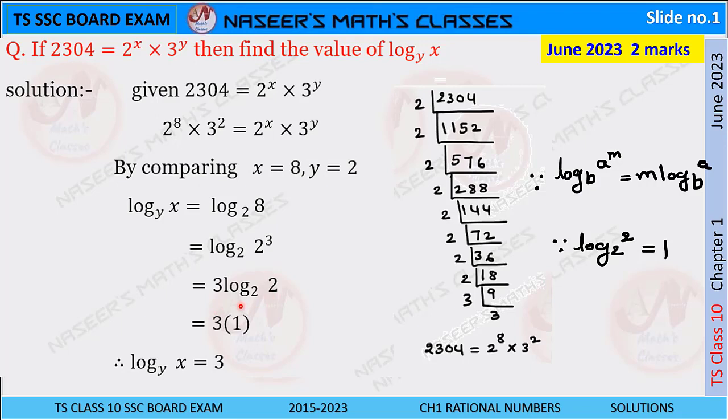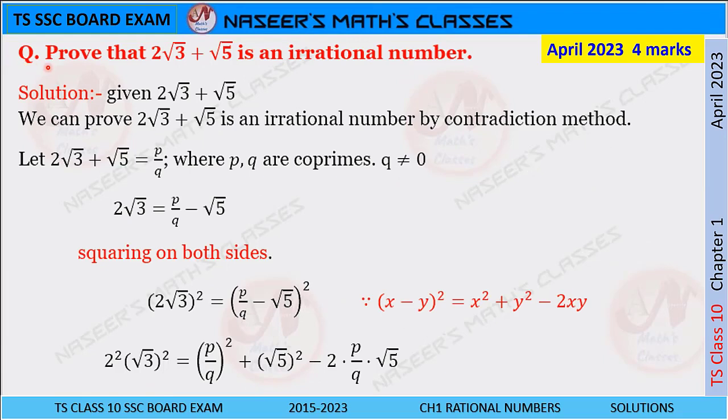We already know log 2 base 2 is equal to 1. Then we can write it as 3 times 1. Therefore, log x base y is equal to 3. Now we are going to solve the next problem.